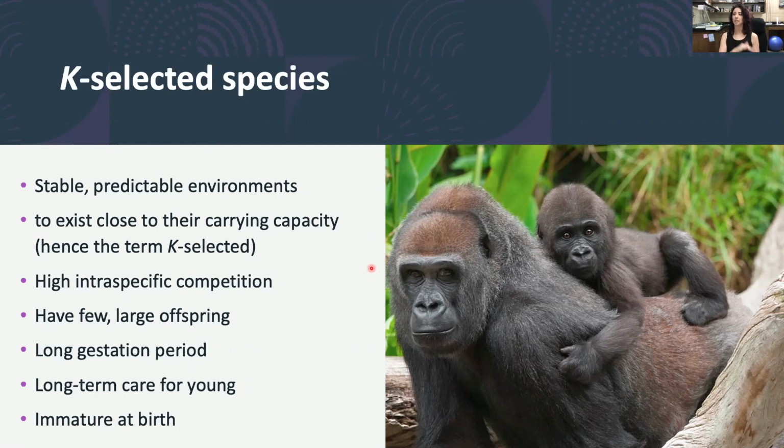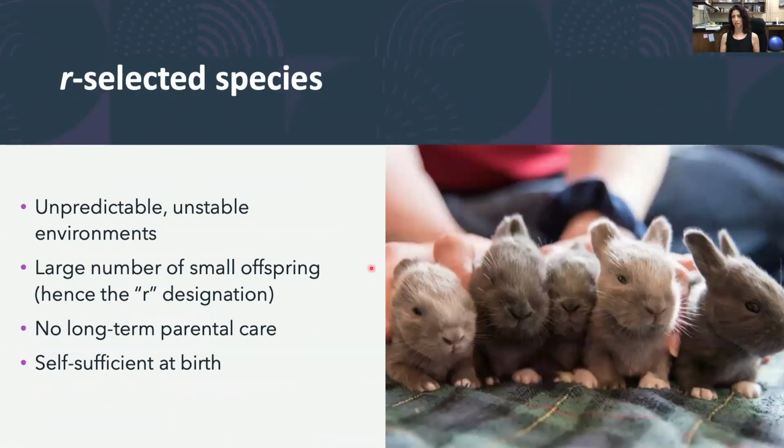In contrast to the K-selected species, we have something called R-selected species. These species live in unstable, unpredictable environments. They have a large number of small offspring, hence the R designation. No long-term parental care is provided, maybe a shorter gestation period, and these organisms are pretty self-sufficient at birth. Therefore, they don't need to be taken care of for a long while after the mom has given birth to them.